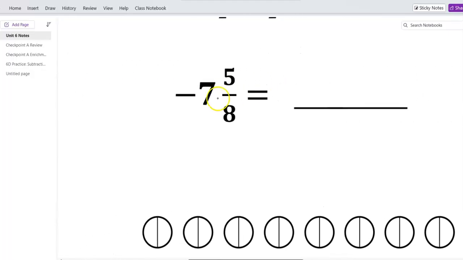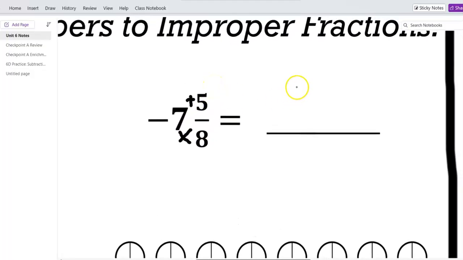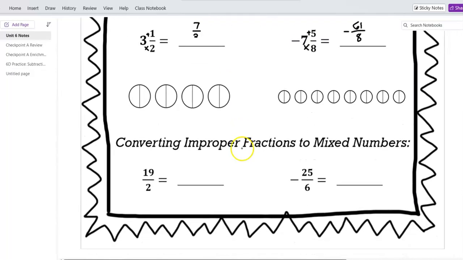Same thing for down here. We are going to multiply the whole number by the denominator and add it into the numerator. 7 times 8 is 56, plus the 5 is 61. So 61 over 8, the denominator is not changing, and it was negative prior, so it should still be negative now. But that's how we convert a mixed number to an improper fraction.